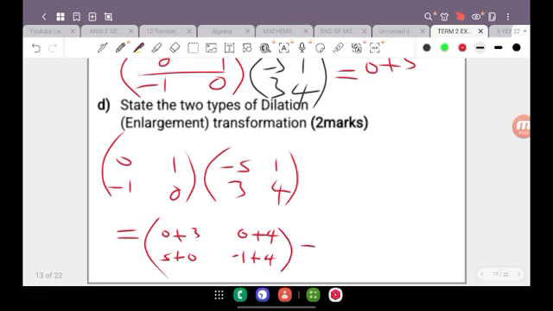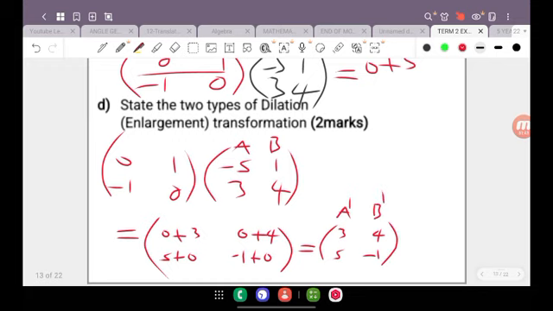All right. This is the way CSEC, I believe, would want you to do the calculation. So therefore, remember we already know that this is A and this is B. So then 0 plus 3 is 3. 5 plus 0 is 5. So that's going to be A prime. And then 0 plus 4 is 4. And negative 1 plus 4. Pardon me, 0. I think I made an error here when I said 0 times 4 is 4. 0 times 4 is 0. So therefore, negative 1 plus 0 is negative 1. All right. And that's going to be B prime.